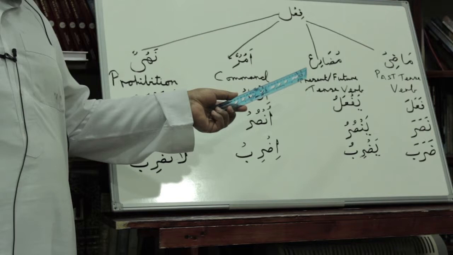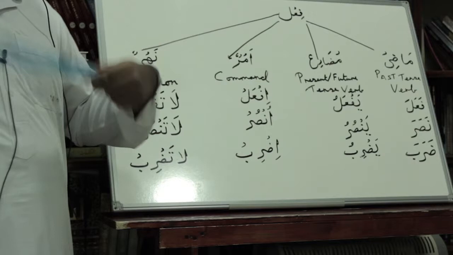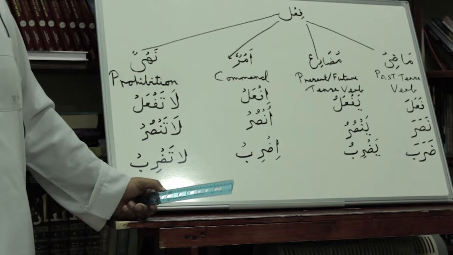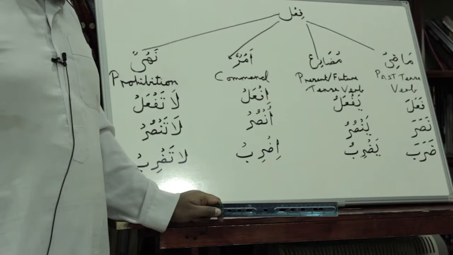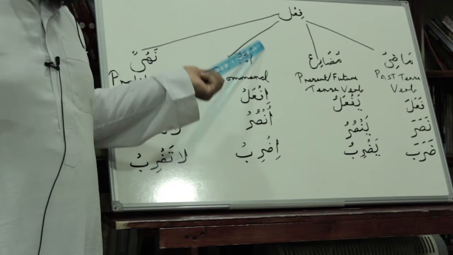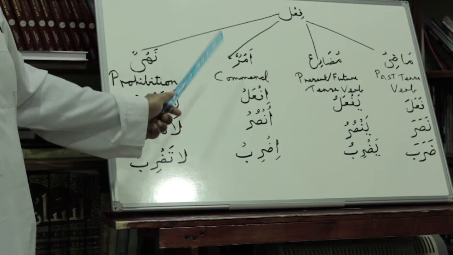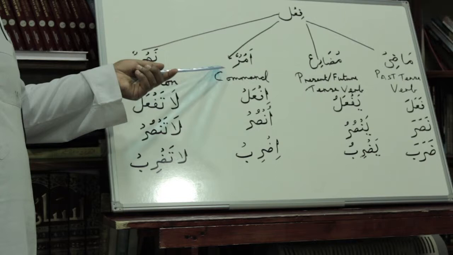Okay, so if you want to write down the definitions, although it's not written here, I can dictate it to you so you can jot it down and know the definition of it. So for mazi: a word which denotes a doing in the past tense. Muzari is a word which denotes a doing in present or future tense. And amr means command, an order. And then you have nahi, prohibition.